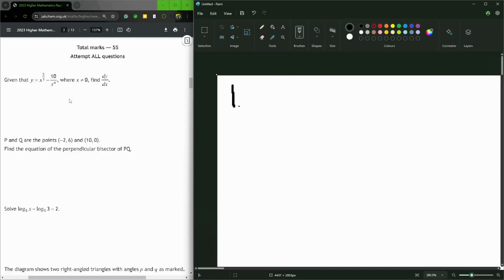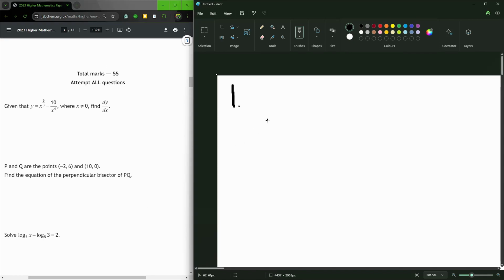So, question numero uno. Given that y equals x to the power of 5 over 3 minus 10 over x to the power of 4, find the derivative. Okay, I'm going to start by just writing down the equation.